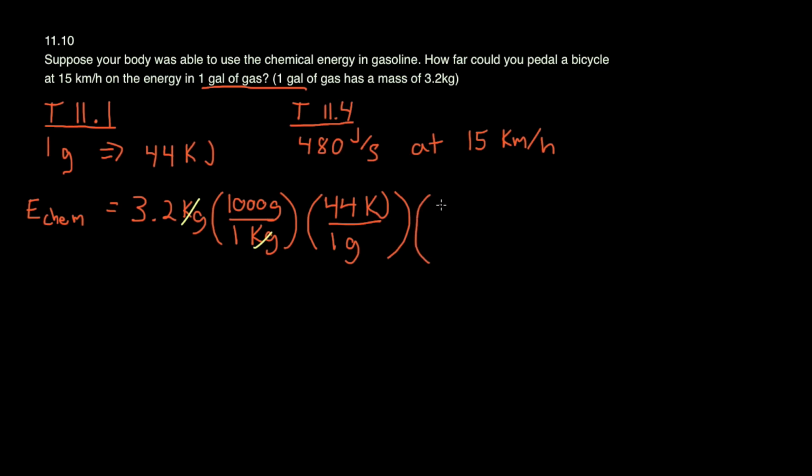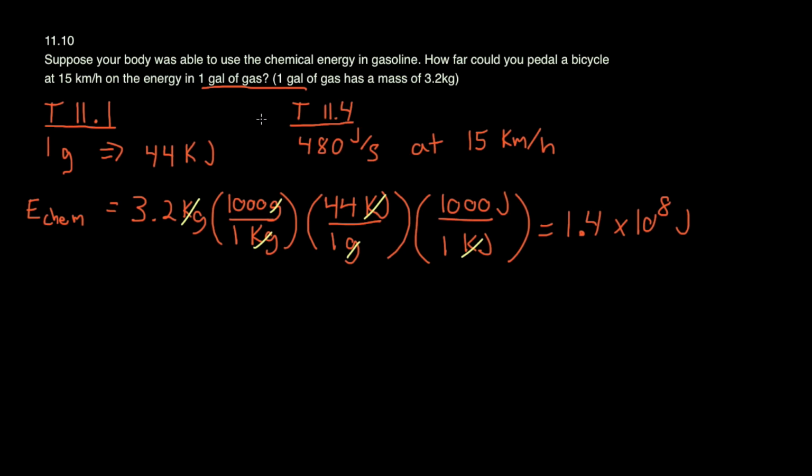And then there are 1,000 joules in 1 kilojoule. Because we just want it in terms of joules, right? We're not interested in kilojoules. So these are going to divide out, and the grams are going to divide out. And so when you put this in your calculator, you get this is equal to 1.4 times 10 to the 8th joules. So now we know how much energy is in that 1 gallon of gas.